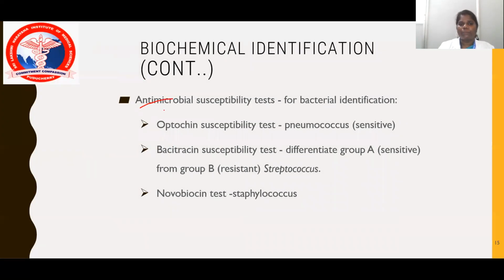Coming to antimicrobial susceptibility testing, that is usually used to choose the antimicrobial drugs to treat the patient. But some drugs are used to differentiate the bacteria. For example, optochin is used to differentiate pneumococcus. If there is a zone around the disc, that means it is sensitive, so it is a pneumococcus. Similarly, bacitracin is used to differentiate group A and group B. Novobiocin is used to differentiate Staphylococcus saprophyticus from other staphylococci: epidermidis will be sensitive, saprophyticus will be resistant.